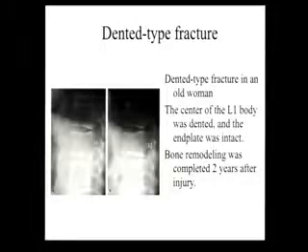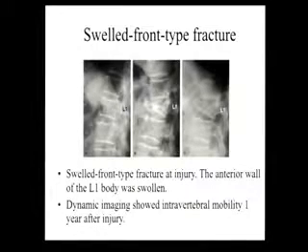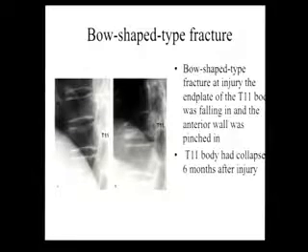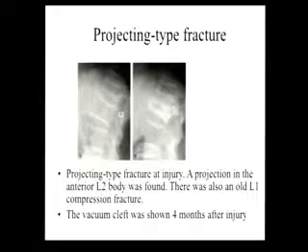This is a typical dented fracture, in which this X-ray shows remodeling, very nice, complete healing at 2 years. Swelled front type fracture, you see the swelled front here, and as the time passes, the fractured vertebra starts collapsing and then allowing local segmental kyphosis. Similarly, the bow-shaped fracture, you can see there is a dent here and there is a caving in of the superior end plate, and what happens to it a few months later? You can see there is an intravertebral vacuum, the body has collapsed.